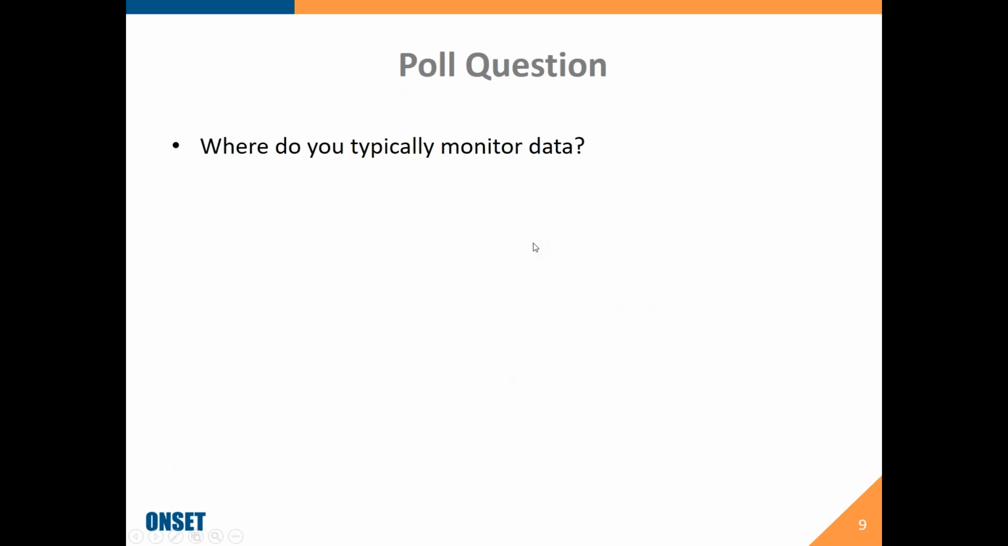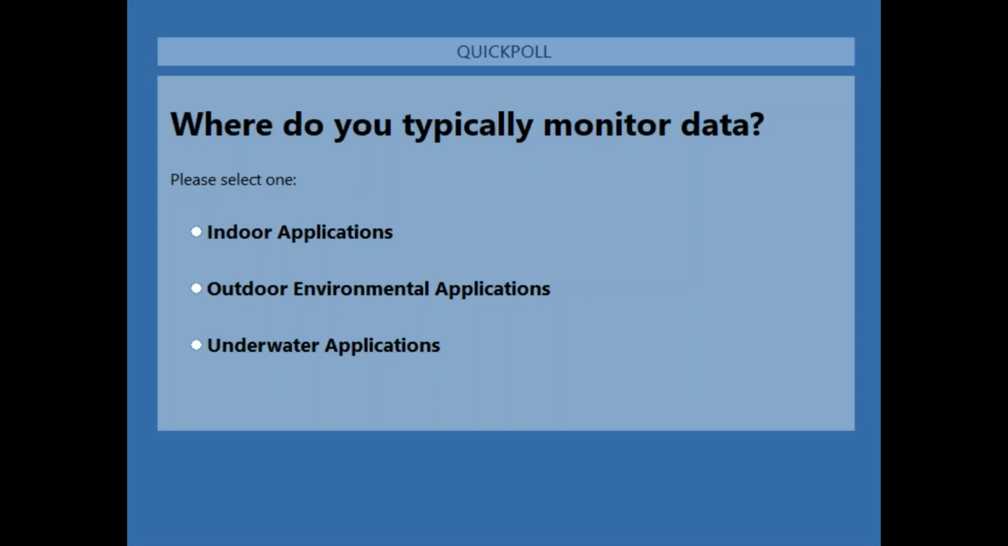And just to get a sense for where folks are monitoring, where do you monitor typically, whether that's indoors, outdoors, or underwater? And there's a couple different software features there depending upon what you're doing. As some of you may know, if you're doing underwater applications, there's things called data assistants that help with the barometric compensation and correcting the DO loggers and things along those lines.